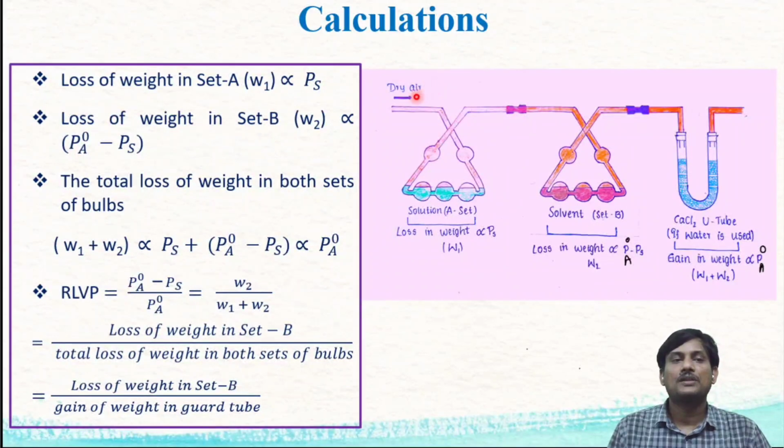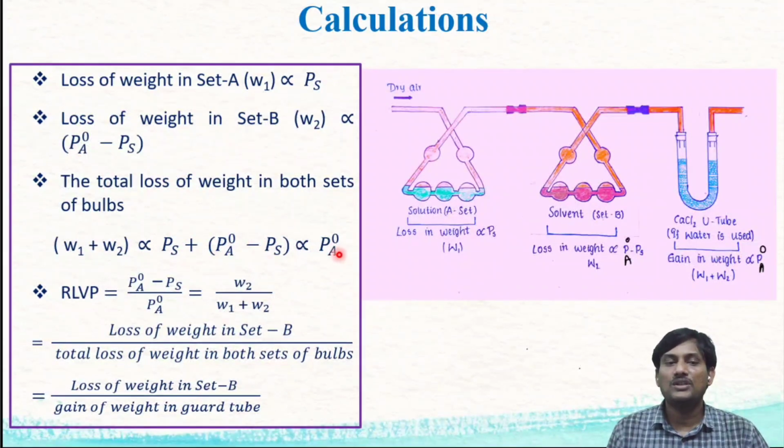Calculations. The loss of weight in set A, W1, is directly proportional to the vapor pressure of the solution. The loss in weight of set B, W2, is directly proportional to the difference between the vapor pressure of pure solvent and the vapor pressure of the solution. The total loss of weight in both the sets, W1 plus W2, is directly proportional to PS plus PA0 minus PS. Then there is a cancellation of PS terms, so you will get PA0.